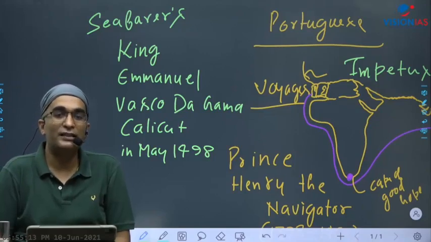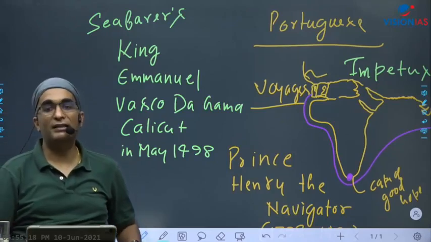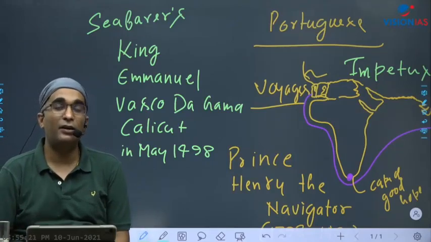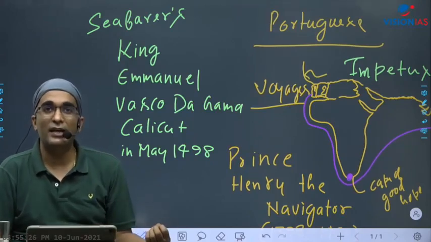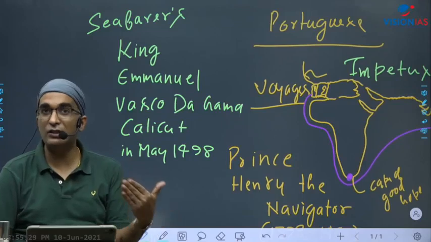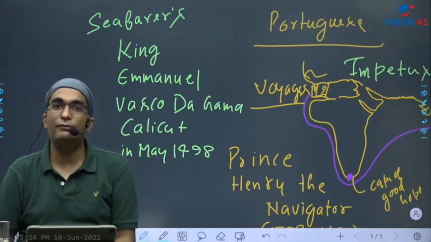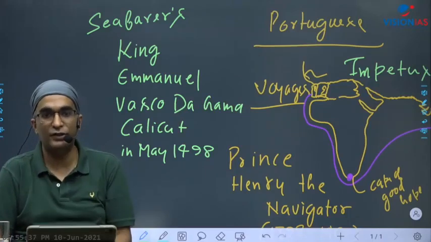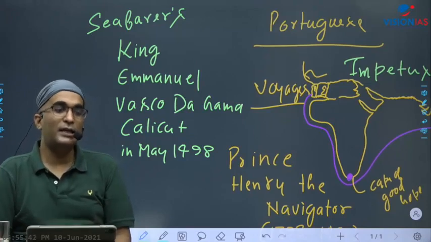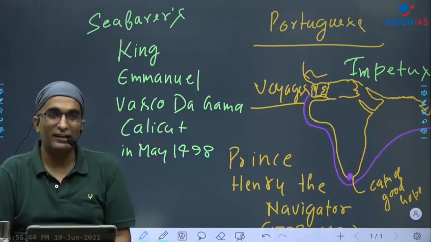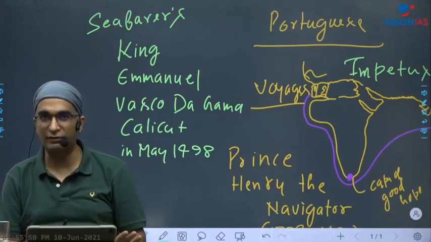Then, after 1503 when he returned, the Portuguese government of that time decided that they would send an official to India with a position, and they appointed the first Portuguese viceroy in India. This viceroy was de Almeida. So de Almeida was appointed in 1505 as the first Portuguese viceroy in India. Now, these names may be a little different to you, but over the period when you are revising, you will become comfortable with all these names.